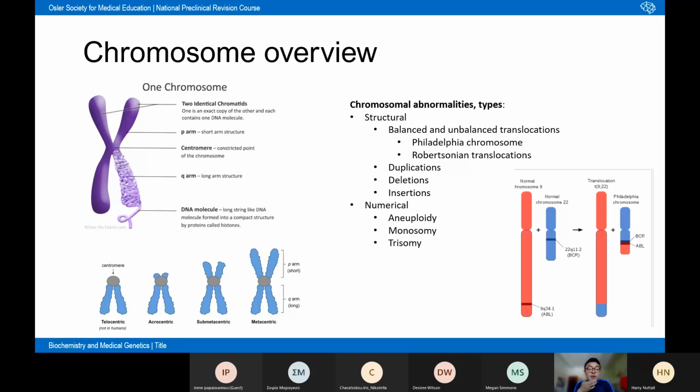And there are 3 main conditions which we tend to associate with trisomy, and we'll go over those as well.